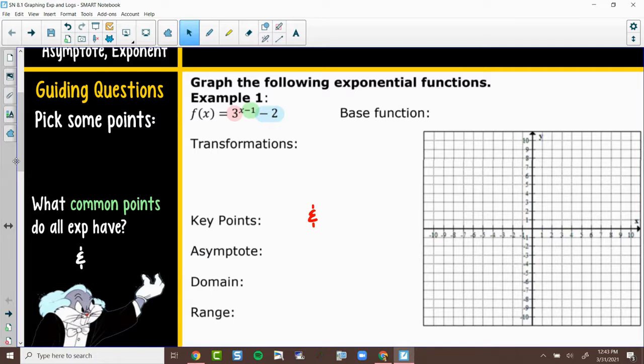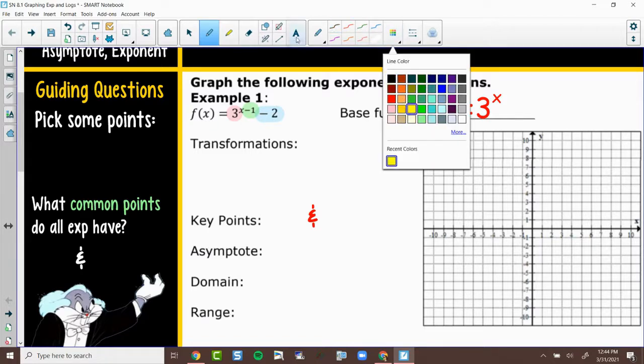You'll see that I've highlighted the 3. This is called the base, and it's usually the number that we are multiplying by. Because exponential functions have many bases, I can do 2, 3, 5. There are lots of parent functions, so I like to say, what is the base function? If I take away the transformations, really I'm starting with something that looks like this: y equals 3 to the x.